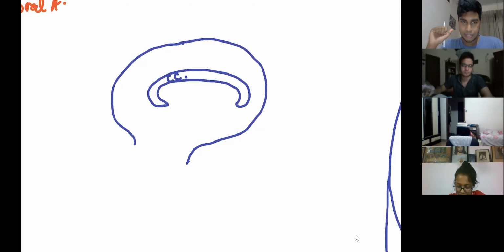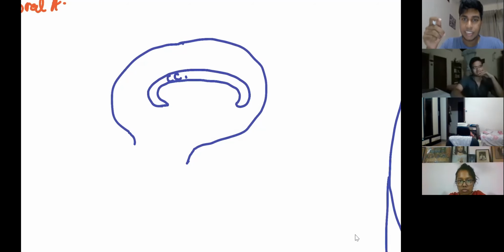Doesn't it just join the two hemispheres? Yes, exactly. Now, the statement I just made, the reason why men's brain is bigger is they have a bigger size, but fewer fibers go through the corpus callosum.